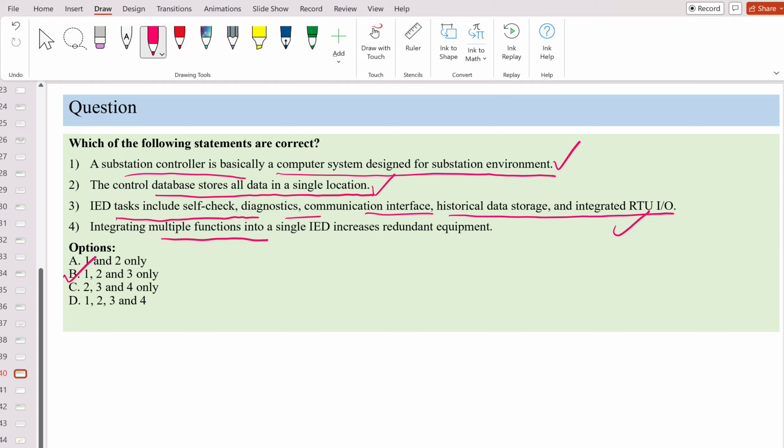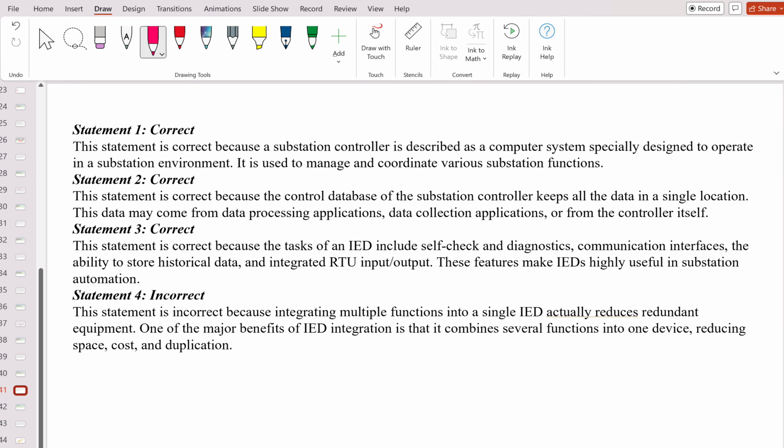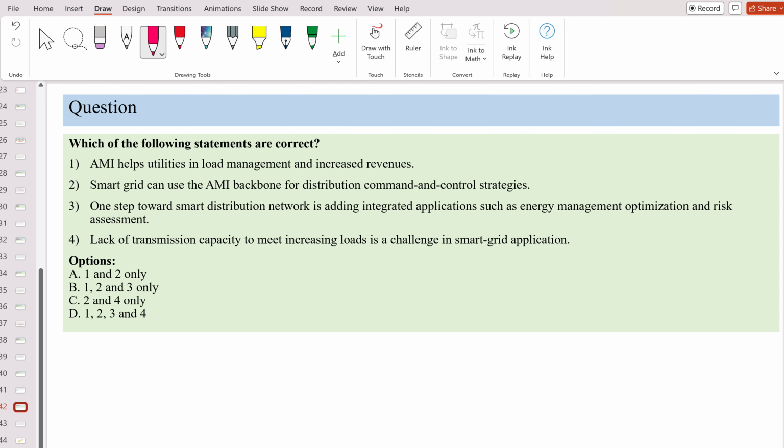Integrating multiple functions into a single IED increases redundant equipment. That is false. When more of the functions are given to a single IED, it will reduce the redundancy. So that is also a benefit of the IED integration. So try to solve this. This is related to the AMI.